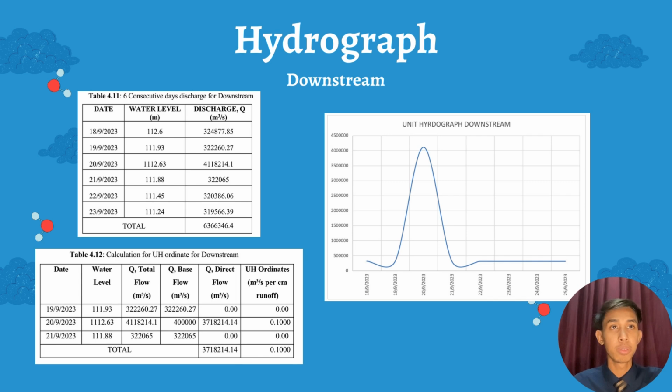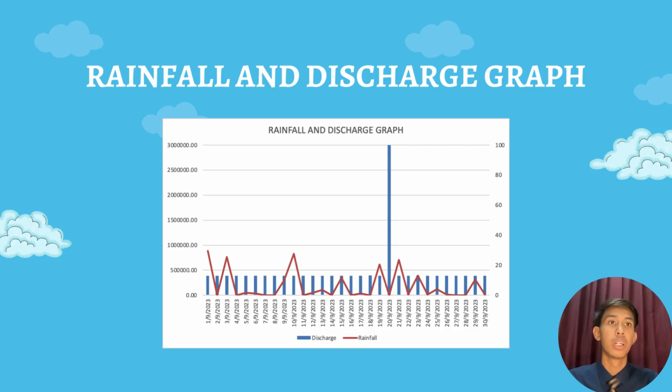Lastly, for the downstream, we also apply the same method and get the higher value of discharge as 4118214.1 meter cube per second and UH ordinate 0.1 meter cube per second per cm runoff. The graph shows the rainfall and discharge at our river. By determining the discharge depending on the rainfall for managing flooding, it could help the community to be more aware and take caution from any disease.